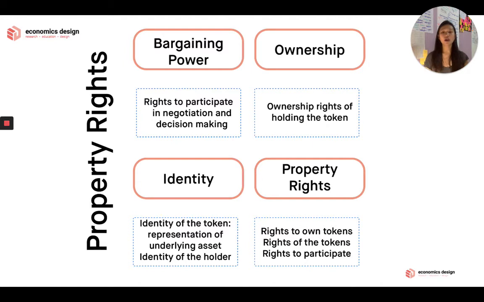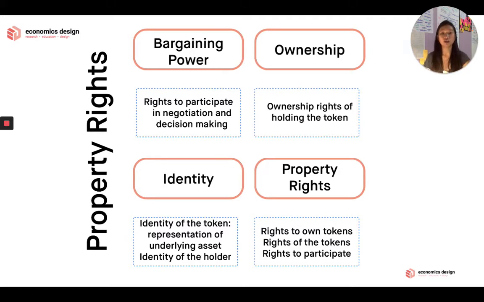So when we talk about bargaining power, it's the rights to negotiate or to participate in decision making. So these are property rights that are available for you to pick and choose and add into your token. And these are design features to put into your tokens. Ownership will be ownership rights to holding the token.